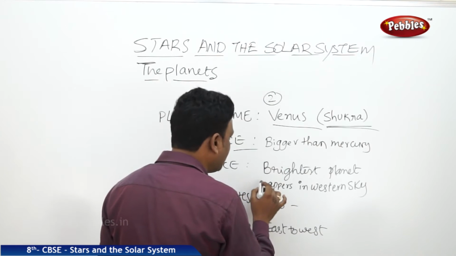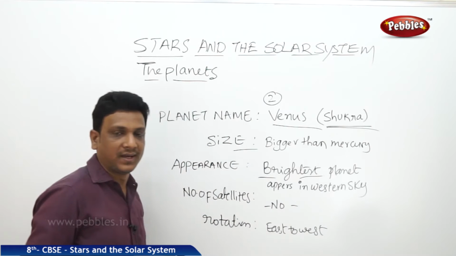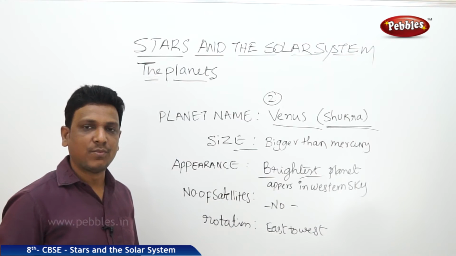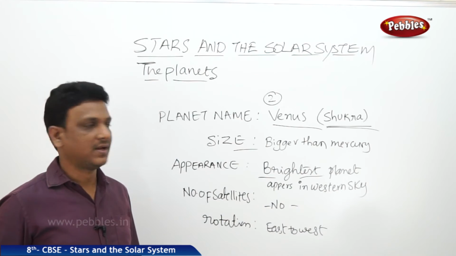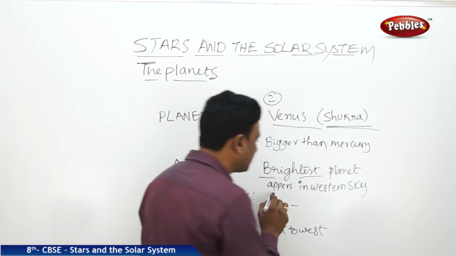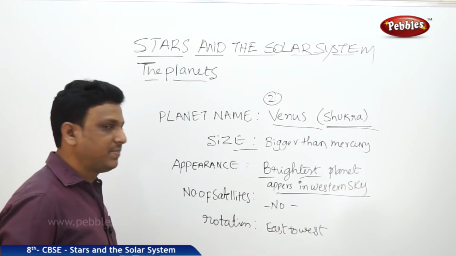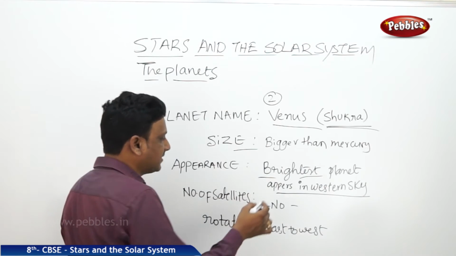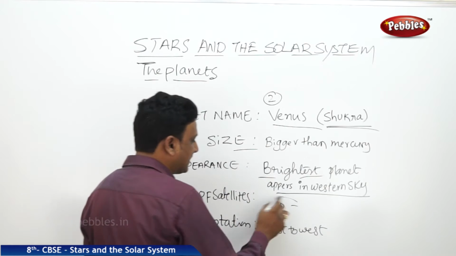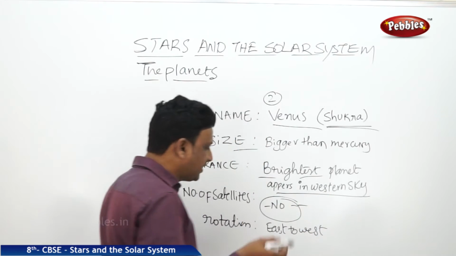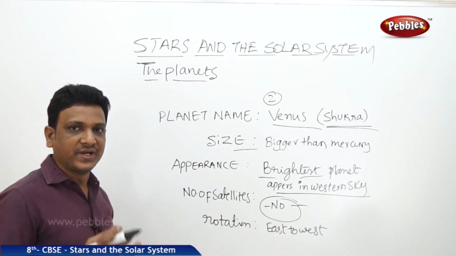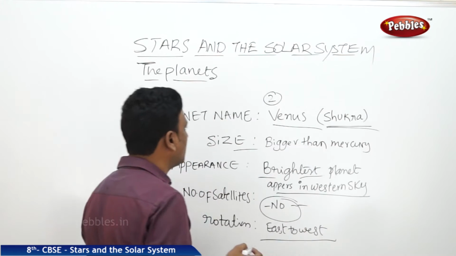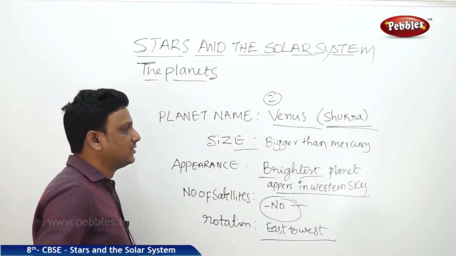In appearance, it is the brightest planet, usually seen in the sky in the morning and evening. So sometimes it is called the morning star or evening star, but actually it is not a star. It is a planet. It appears in the western sky. It appears in the morning just before the sunrise and just after the sunset it appears in the sky. And Venus does not contain any satellites, so no satellites. And its rotation has a little difference from the Earth. Earth rotates from west to east, whereas this one rotates from east to west. That is the difference. So this is the second planet in the solar system.